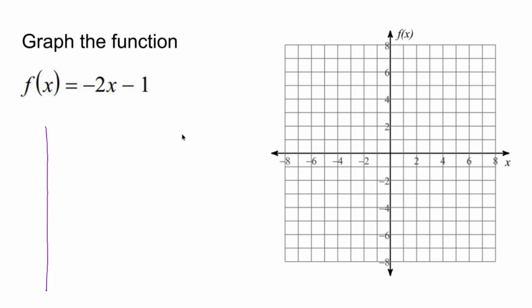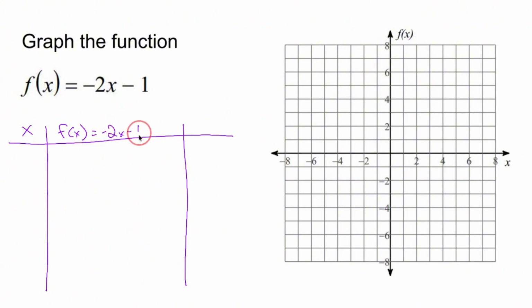I'm going to make myself a nice little 3-column table like so. I'm going to pick x values and then plug them into f of x equals negative 2x minus 1. When I do that, I'm going to get f of x values for me to graph. And then this problem is different because I'm going to have one more step.